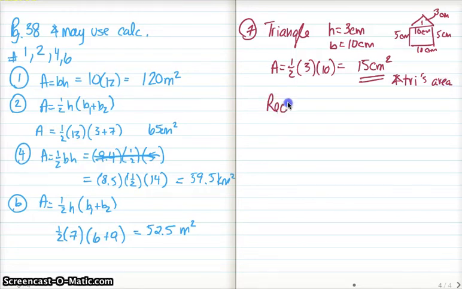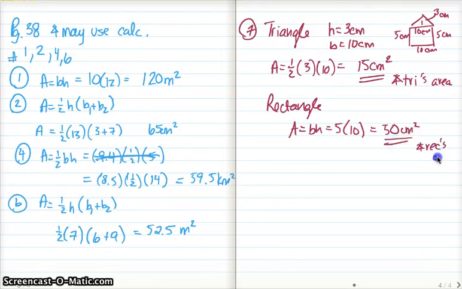Well, how do you find the area of the rectangle? Well, it's a parallelogram. You do base times height. We're going to do 5 times 10. That gives us 50 centimeters squared. Again, this is the rectangle's area. And in order to find the total area, we will add these together. So 15 plus 50, and that will give us 65 centimeters squared.